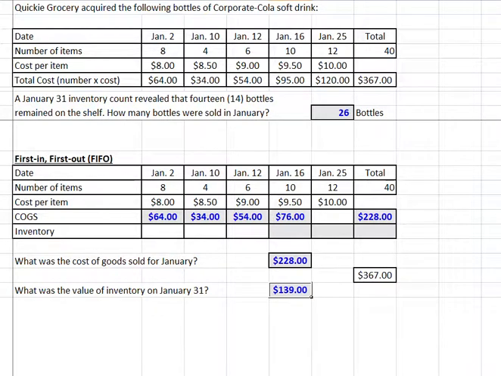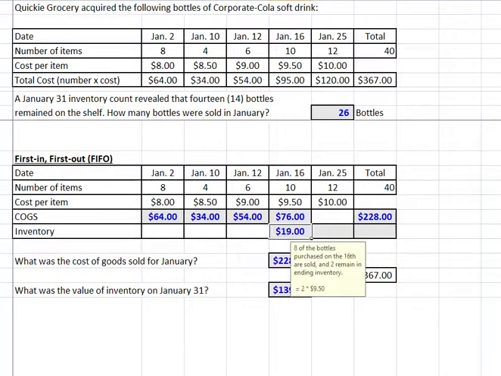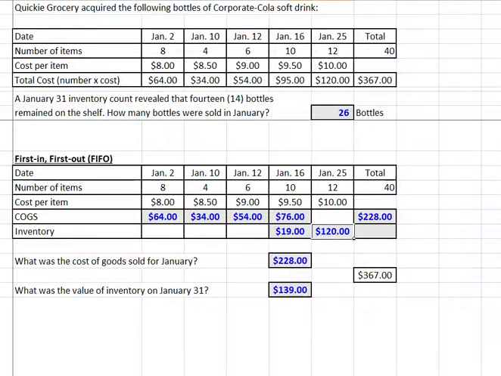Let's make sure that that's the case. Again, we sold 8 of the bottles that we acquired on January 16th, so that means that 2 remain in ending inventory, and 2 at $9.50 is $19. We've got all 12 of the bottles we acquired on January 25th at a cost of $120 for a total ending value of inventory of $139. And again, our $228 cost of goods sold and ending inventory equal the cost that we spent to acquire our inventory. Let's go ahead and take a look at our LIFO method now.